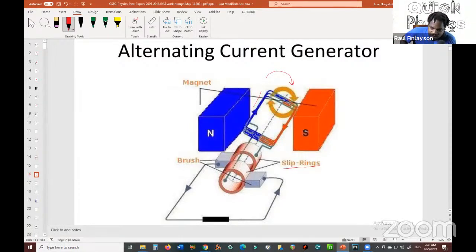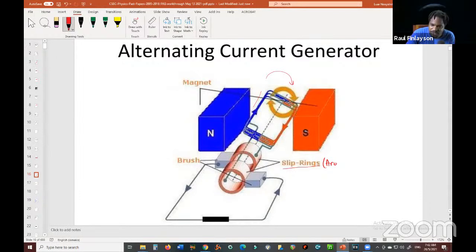So again, this is a common question in CXC. They love to ask about slip rings. In fact, it comes on both paper 1 and paper 2. All right. So slip rings are used, and the reason they specify slip ring here is that the slip ring allows this to rotate 360 degrees. All right, so they are used in AC.